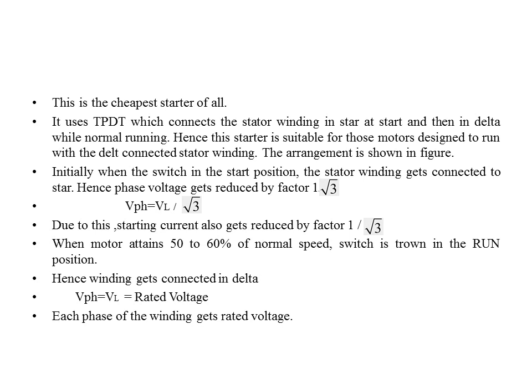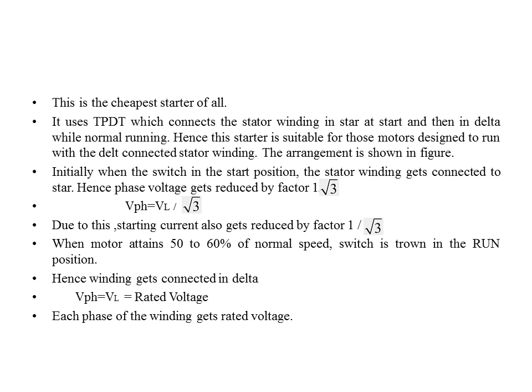What is the working? This is the cheapest starter of all. It uses a TPDT switch, connects the stator winding in star at start, then delta during normal running. Hence, this starter is suitable for motors designed to run with a delta connected stator winding. Initially, when the switch is in the start position, the stator winding gets connected in star. Hence, the phase voltage gets reduced by the factor 1 by root 3, because VPH is equal to VL by root 3. Due to this, the starting current also gets reduced by 1 by root 3.